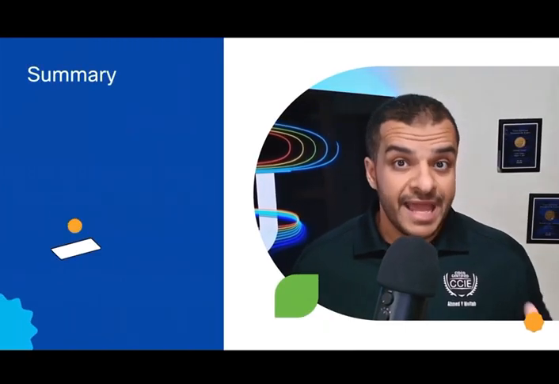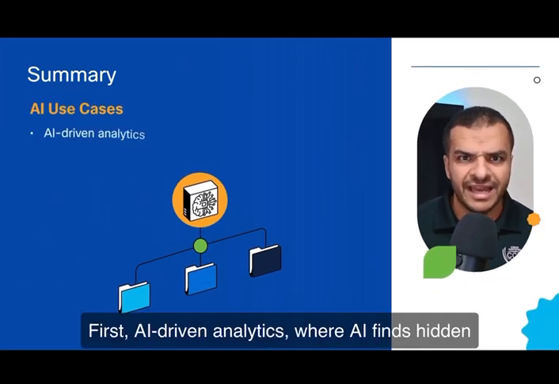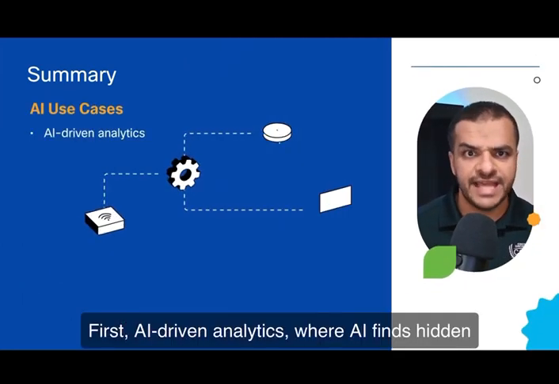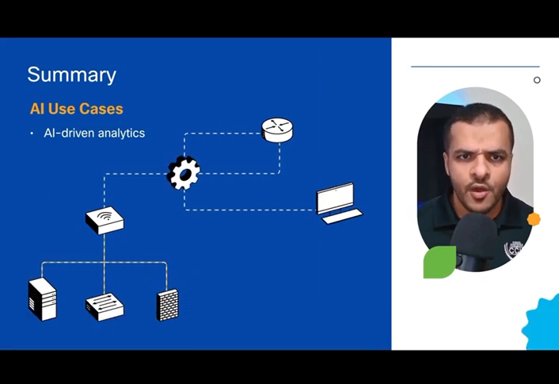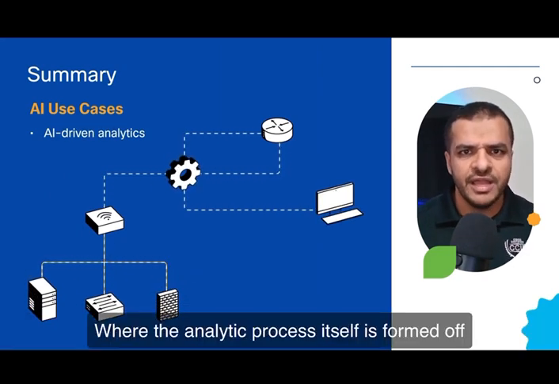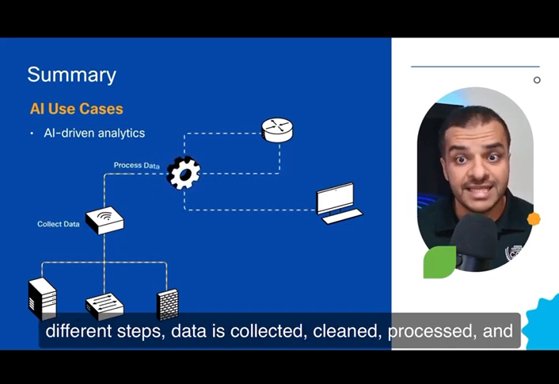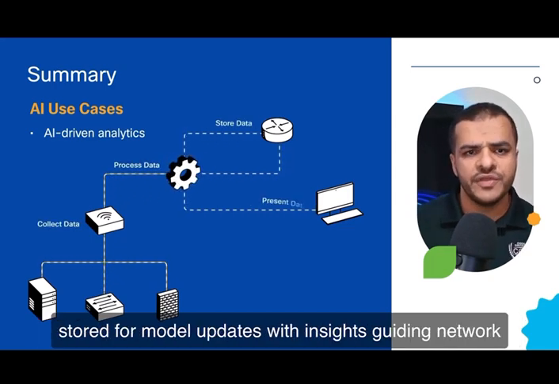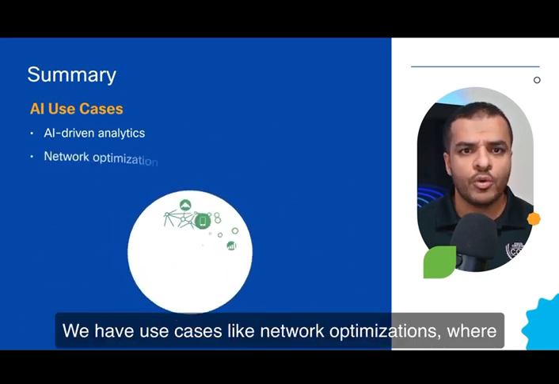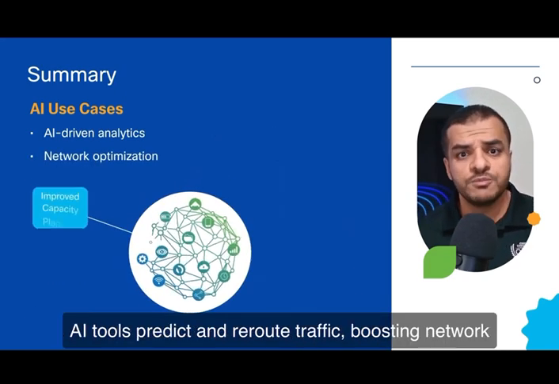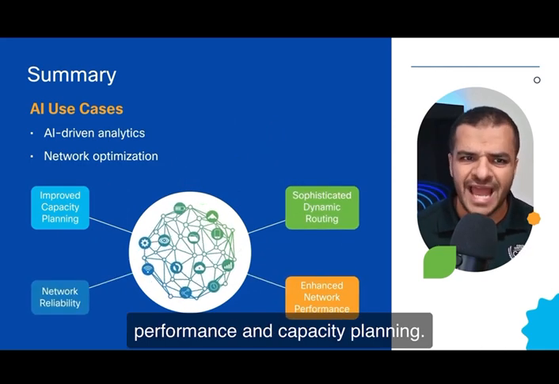Summary time. AI has different use cases in the field of networking. First, AI-driven analytics, where AI finds hidden data patterns, predicts issues, and performs predictive maintenance to prevent failure, where the analytic process itself is formed of different steps. Data is collected, cleaned, processed, and stored for model updates with insights guiding network improvement. We have use cases like network optimization, where AI tools predict and reroute traffic, boosting network performance and capacity planning.